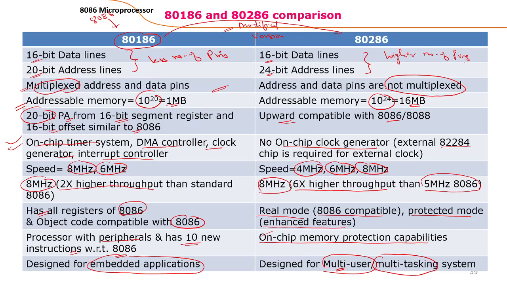So till now we have seen the basic instruction sets of 8086 and the differences between 8086, 8088, 80186 and 80286. In the next class, we will go with the basic programming of the 8086 microprocessor. Some of the basic programs we will be seeing.